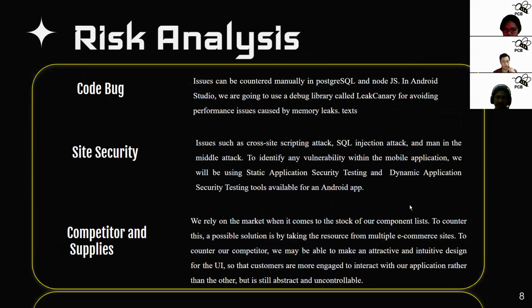So the risks that we will be analyzing are code bug, site security, and competitor. Code bug is connected to the code, and whether it can run well. Site security is connected to how our app can secure against other threats, and competitor is how we compete against other similar projects.